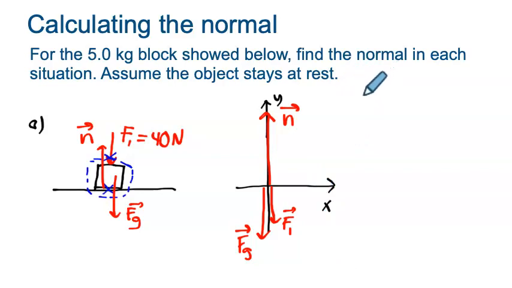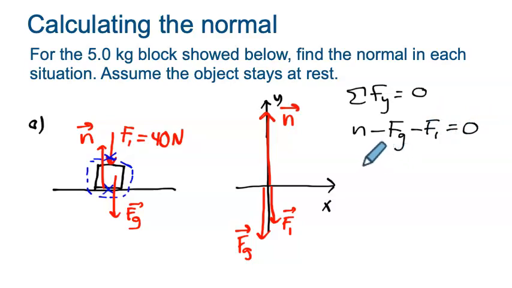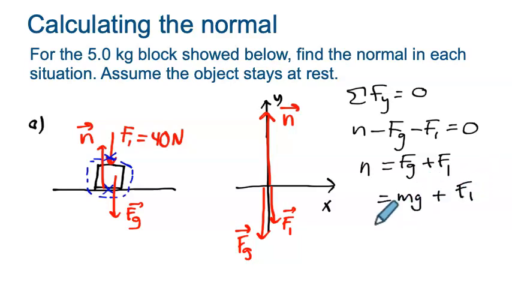And then we can use Newton's first law, so the sum of forces in the y-axis is equal to 0. And this tells us that the normal, positive because it's on the positive side of the axis, minus Fg, which is on the negative side, minus F1, will be equal to 0. So right away we can see that the normal will be equal to the sum of Fg and F1. Fg, we know, is just equal to the mass times the acceleration due to gravity. So we can just plug all the values in there.